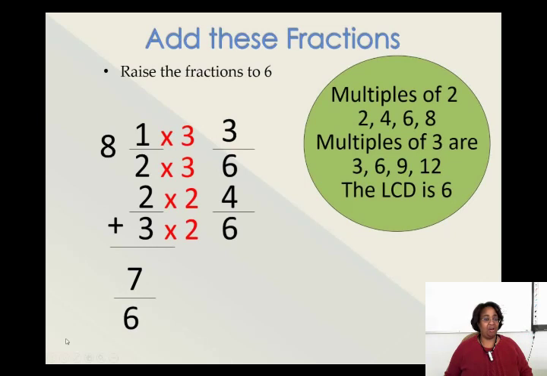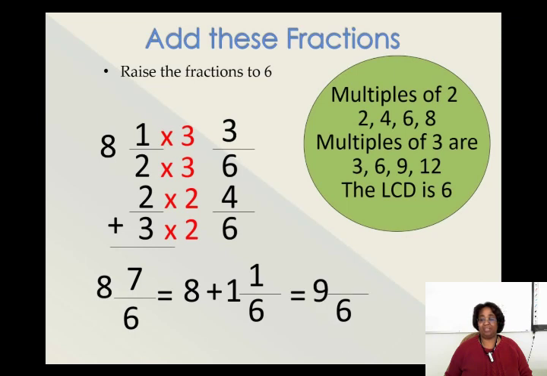But I also have a whole number, which is 8. So what I'm going to do is make this 7 over 6 into 1 and 1/6 by dividing 6 into 7. So that takes care of the fraction, but I also have to add the total of the whole numbers. In this case, it's 8 plus 0, and that gives me 8. So my final answer after adding the mixed number and the whole number is 9 and 1/6.